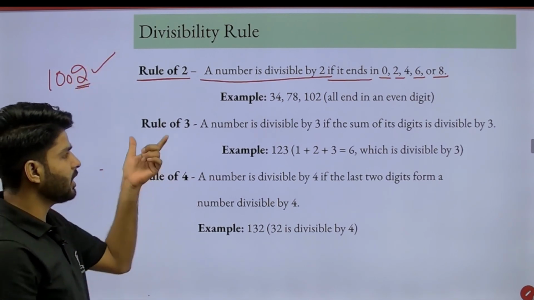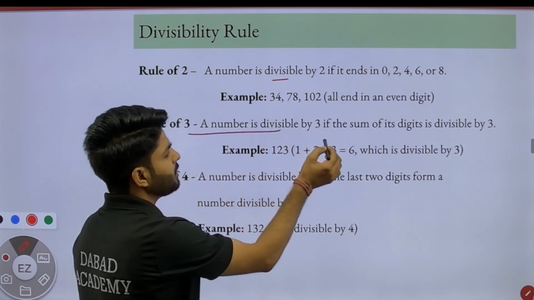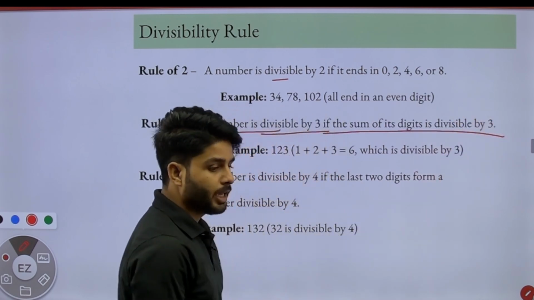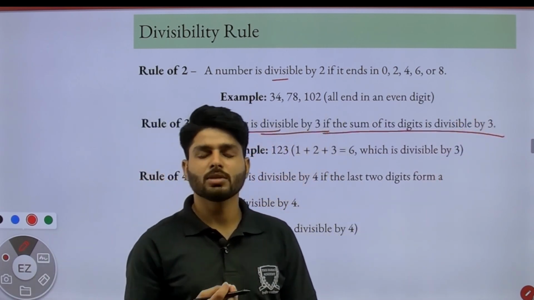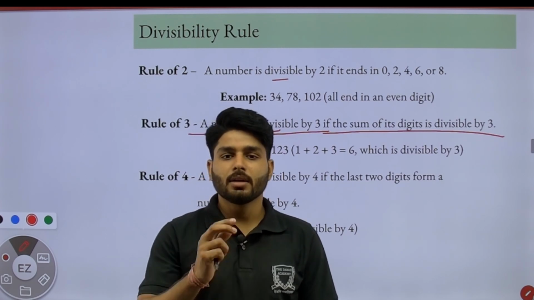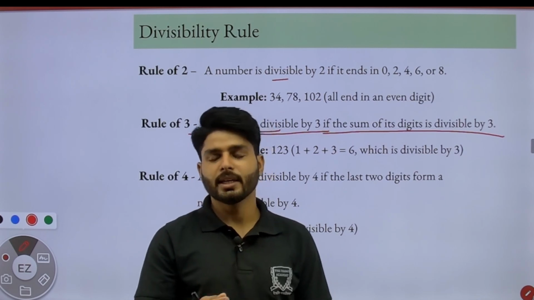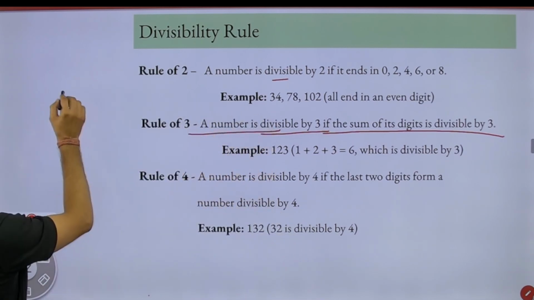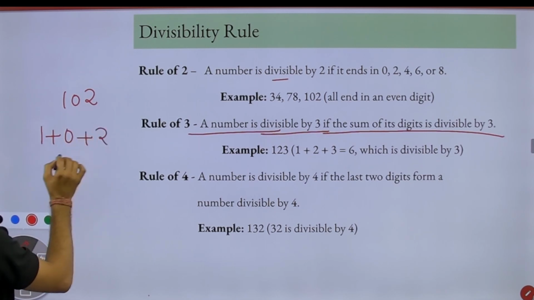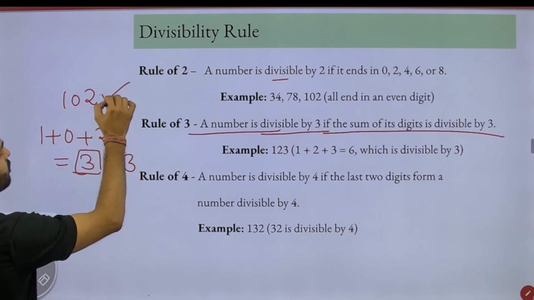Now comes the rule of 3. The divisibility rule is, a number is divisible by 3 if the sum of its digits is divisible by 3. कि अगर हमारे पास कोई नंबर है, उस नंबर में 3 डिजिट्स हो सकती हैं, 4 डिजिट्स हो सकती हैं, अगर उनका सम 3 से डिविजिबल है, so वो एंटायर नंबर 3 से डिविजिबल होगा. ओके, let's understand with an example. First we have 102. The sum of all digits of 102 is equal to 3, and 3 is divisible by 3. So this number should also be divisible by 3.